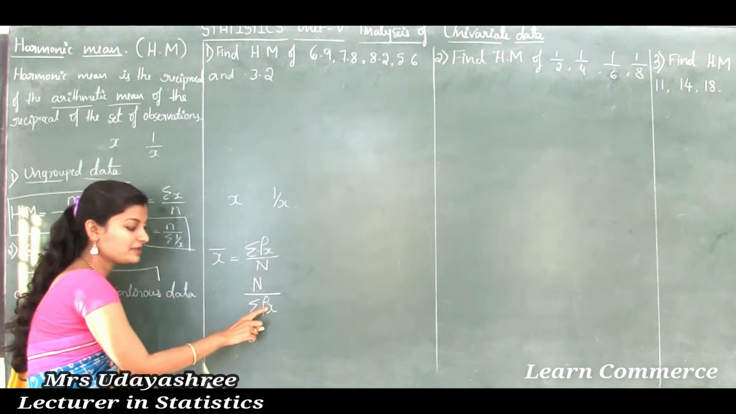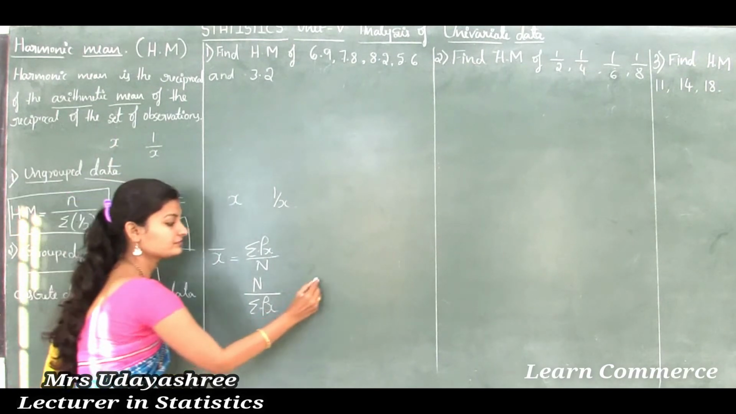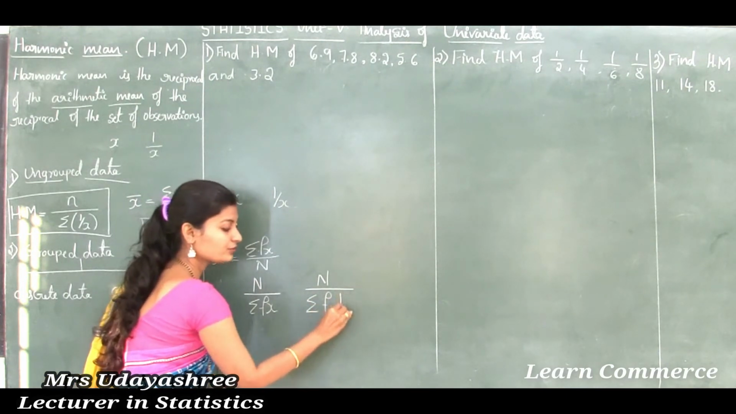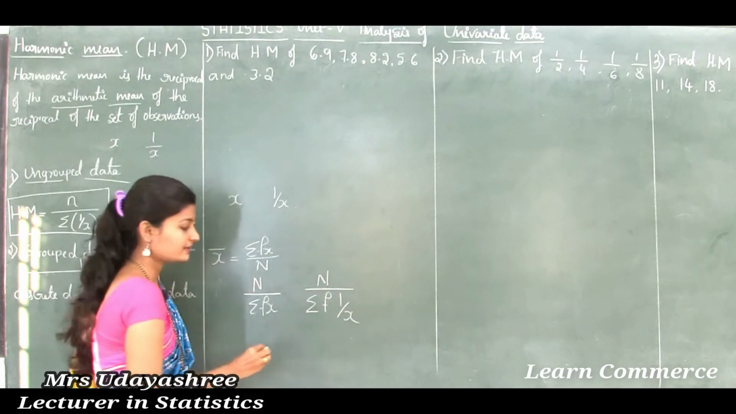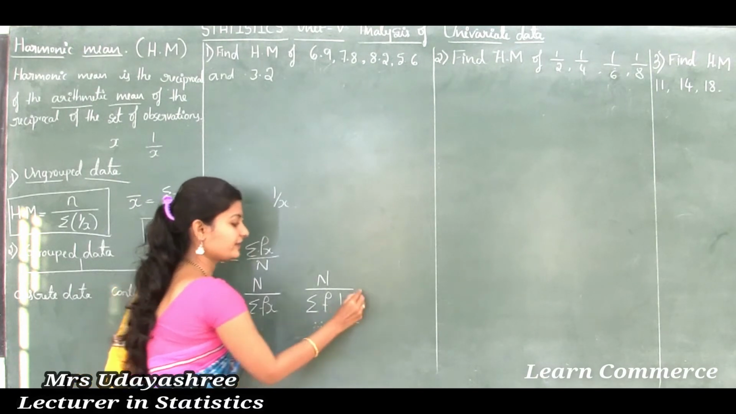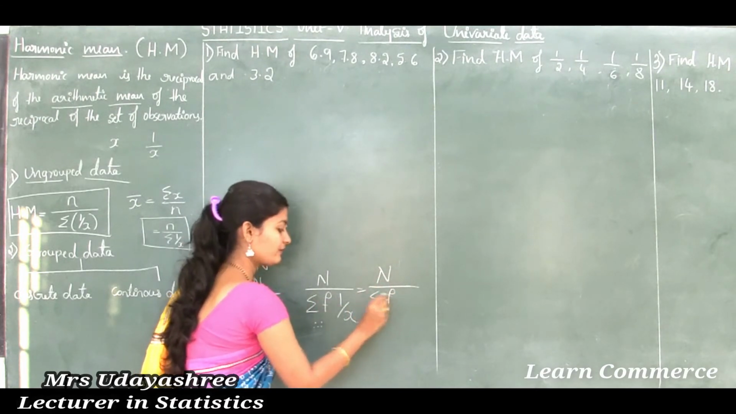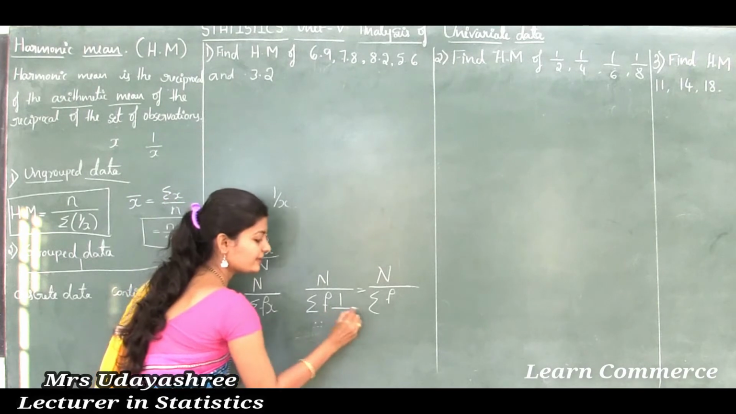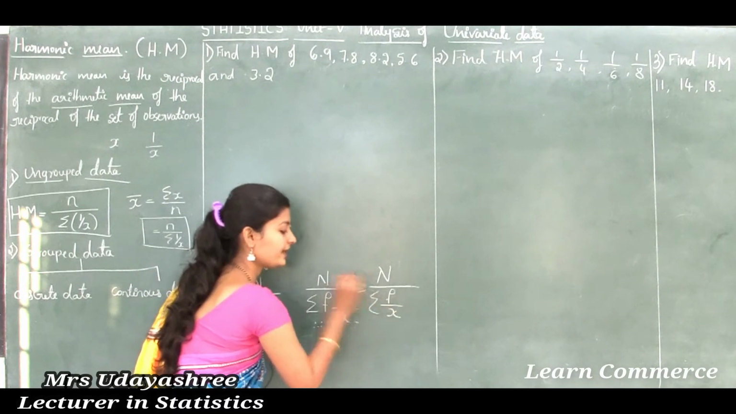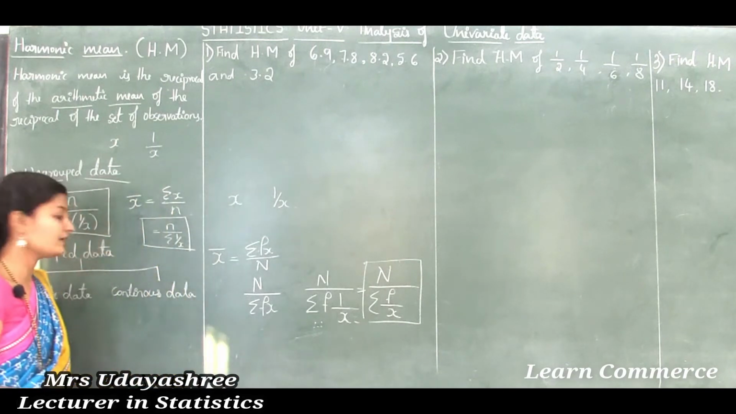So now I will write in the place of x, 1 by x, based on our definition of harmonic mean. That is N divided by summation f into 1 by x, so this is equal to N by summation f divided by x. See here, f divided by 1 by x, in the sense that we can write f divided by x. So this is the formula to calculate harmonic mean in case of group data.